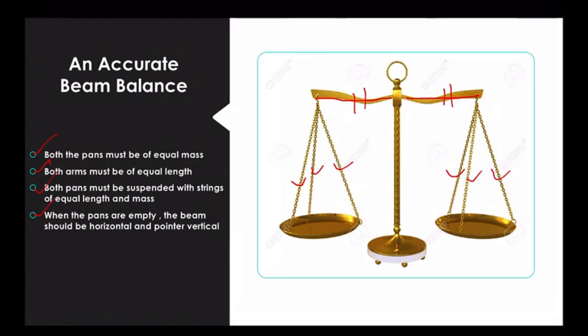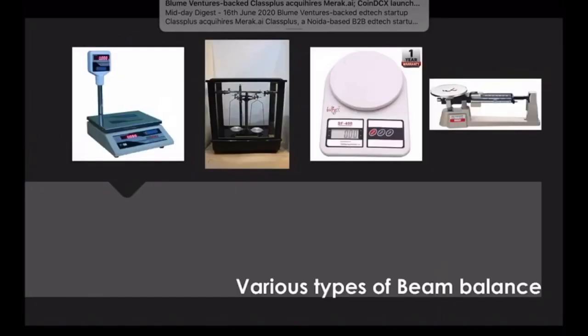See, these are empty pans. This is the standard kept in the International Bureau. So you see the two pans are empty, so the beam is horizontal and the pointer is just vertical. Okay, so these are a few things we must keep in mind while using a beam balance.